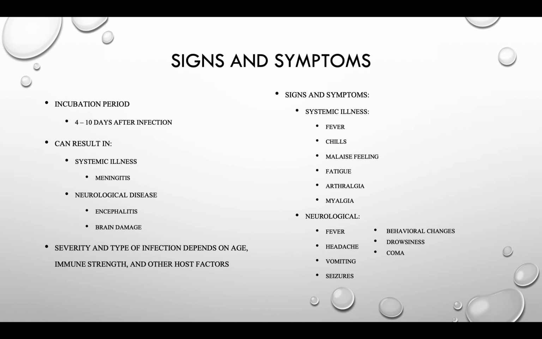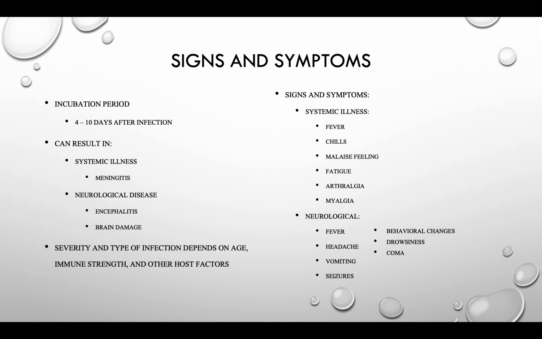Some general signs and symptoms of equine encephalitis include a really systemic illness: fever, chills, tired feeling, arthralgia, and myalgia. So a lot of body pain and fever, flu-like symptoms again, which then eventually turn into neurological symptoms. They affect the whole body, the brain, and the nervous system, with fever, headache, vomiting, seizures, behavioral changes, drowsiness, and ultimately coma and potentially death.